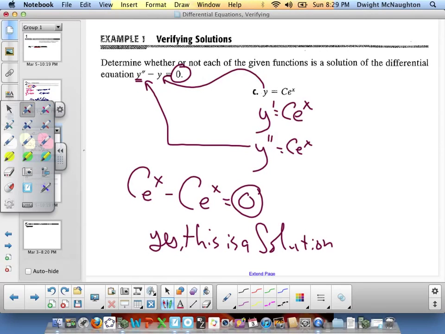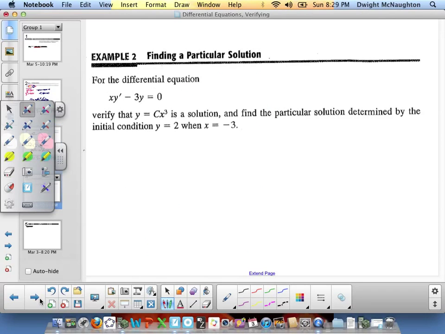Because when we plugged it in, just like we did for an algebra problem, it worked out to what it was supposed to work out to be. All right, let's try another one. Let's say this differential equation is x y prime minus 3y equals 0. Verify that y equals cx cubed is a solution, and find the particular solution determined by the initial condition.